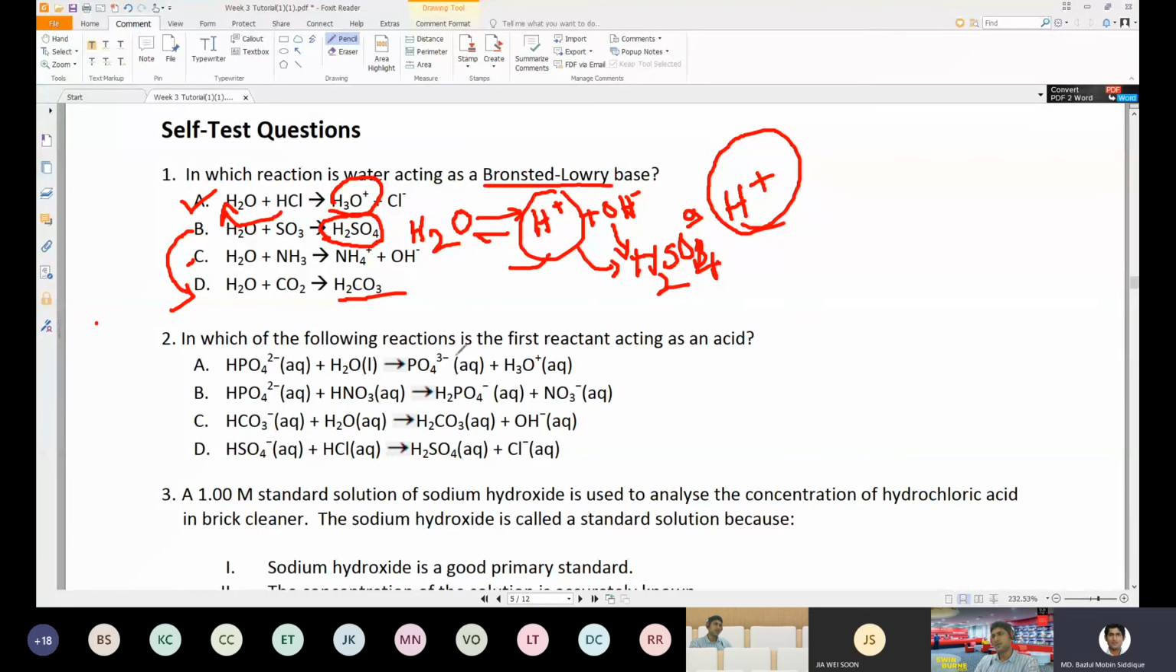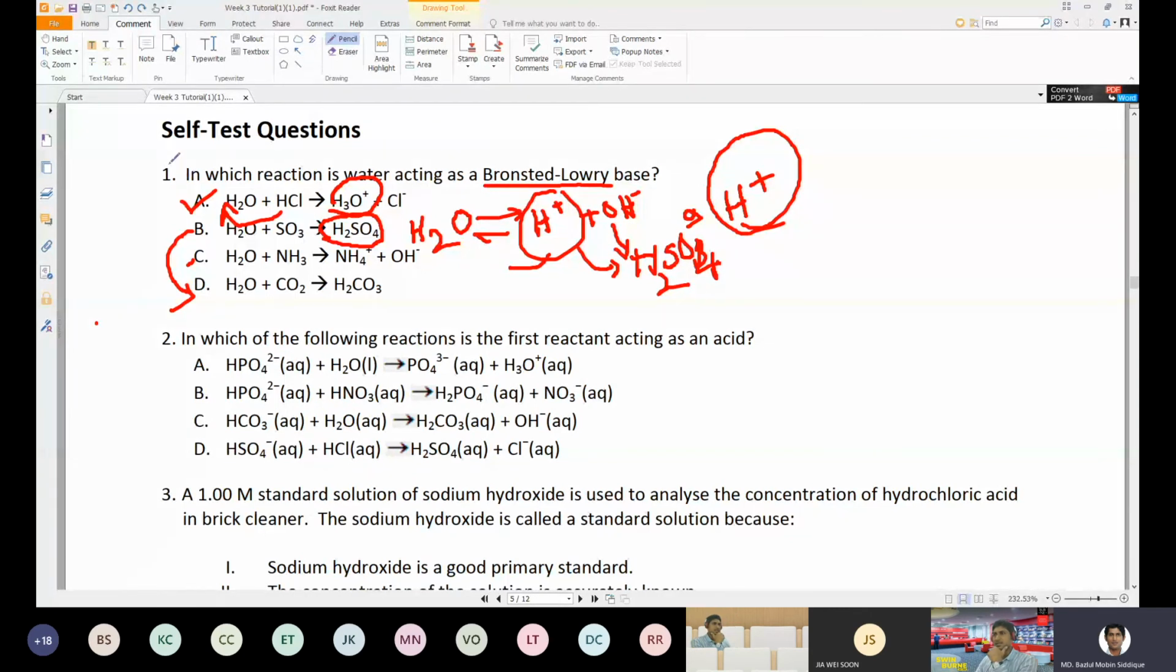All right, so now question number 2. In which of the following reactions is the first reactant acting as an acid? The first reactant is this one. All those are the first reactants, and these are the second reactants. If there were a plus anything here, then that would be the third reactant, right? So this is how we differentiate first and second reactant.